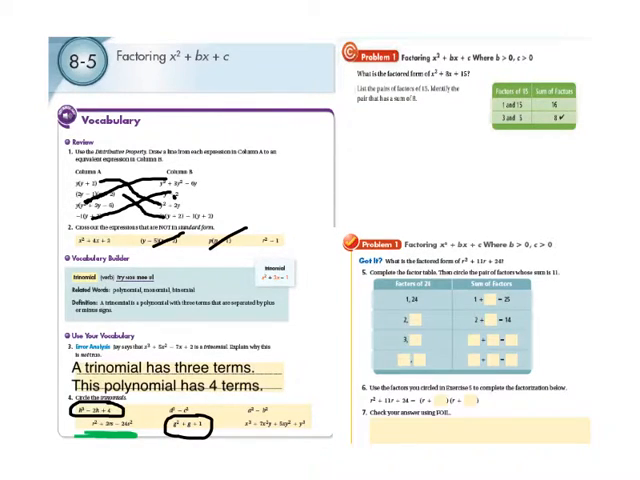Alright, so let's go ahead and start talking about problem 1. I'm going to show you a little different way than the book shows for these, and my way will work for all of the problems we are about to do. So when we have a trinomial written in standard form like this, this is a quadratic trinomial. I'm going to be showing you how to factor quadratic trinomials.